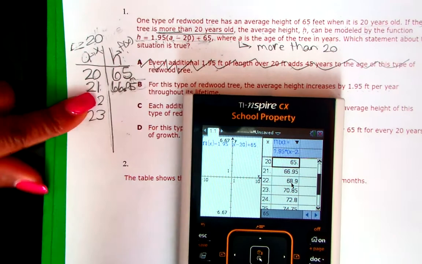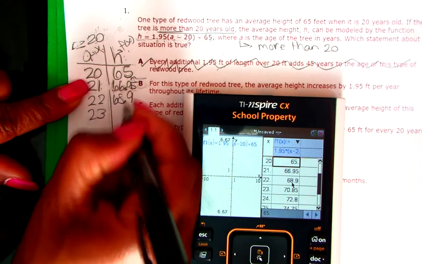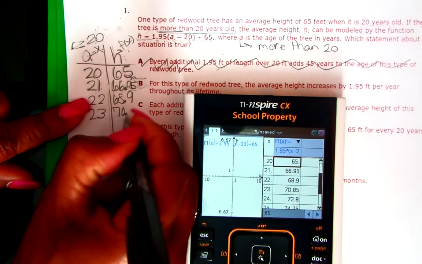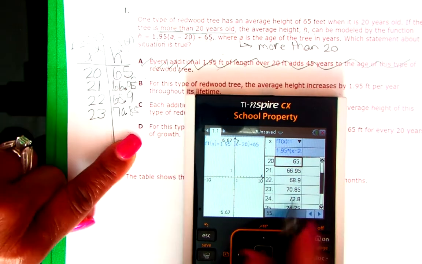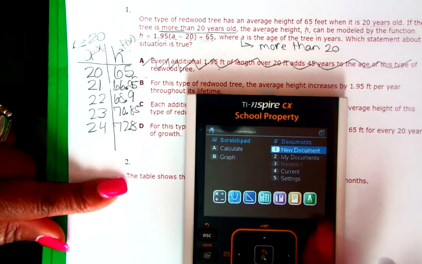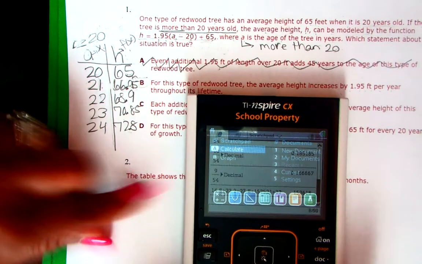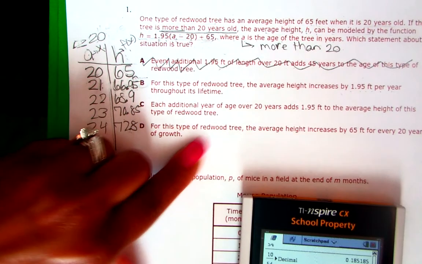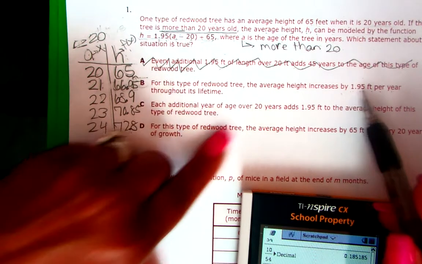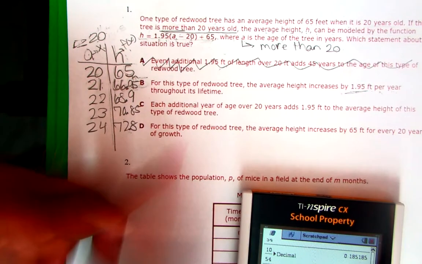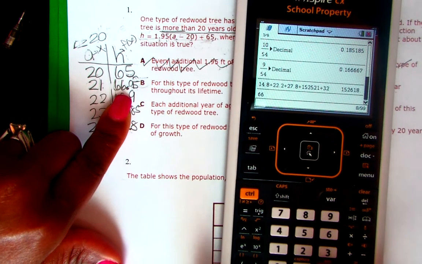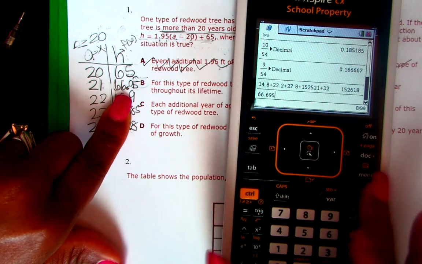Because right now, let me write that down. And this is what you should do. This type of thing you should do to check. When it's 23, it's 70. You see, 24, I'm going to put 72 and 8 tenths. Okay. And what it asks us here, it says, for this type of rate, the average height increases by this amount per year. Per year? So let's see if that's that. So we got 66.95.